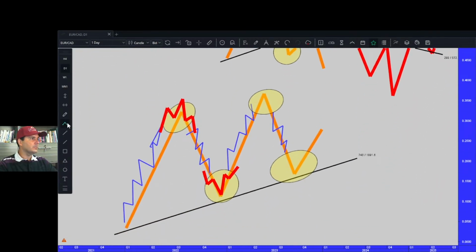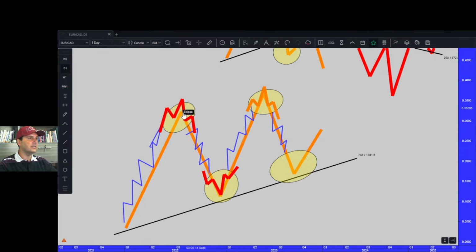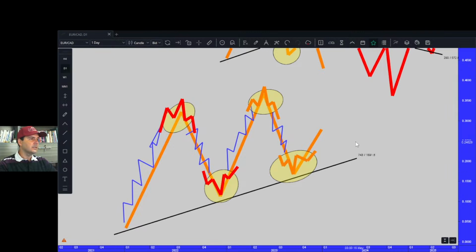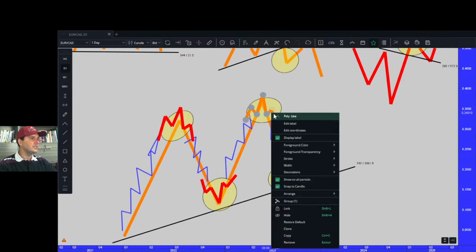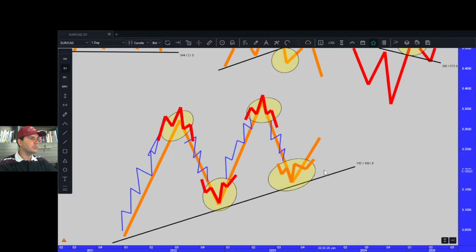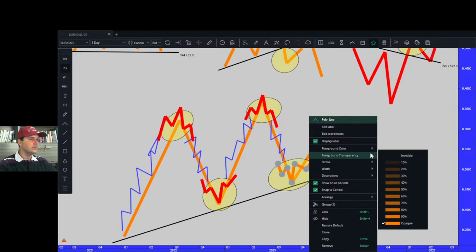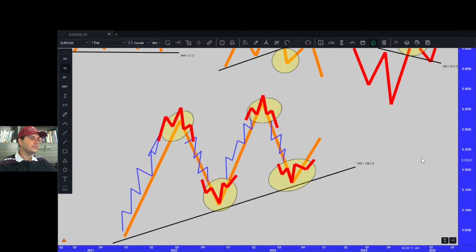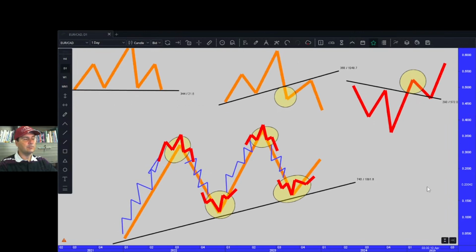Alright, so this is again a bearish crown. Here is a bearish crown, a bullish crown. This is the bearish crown again. This is the bullish crown again, alright? Nothing special, agreed? Nothing that special, nothing that different.